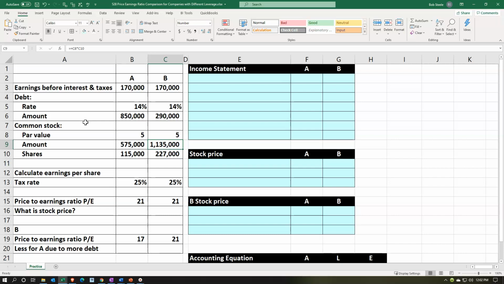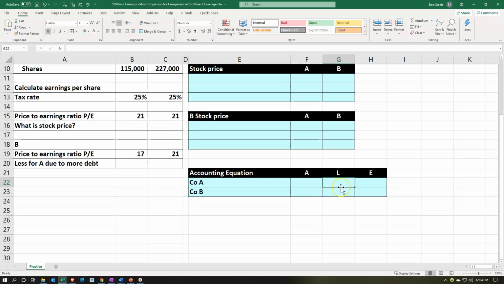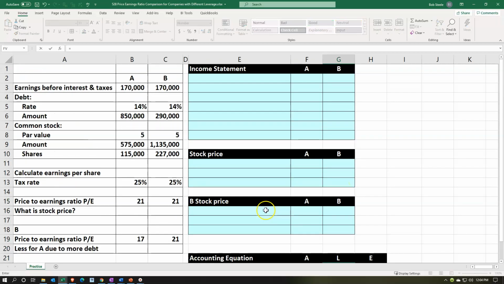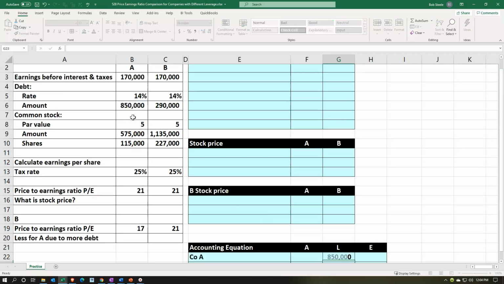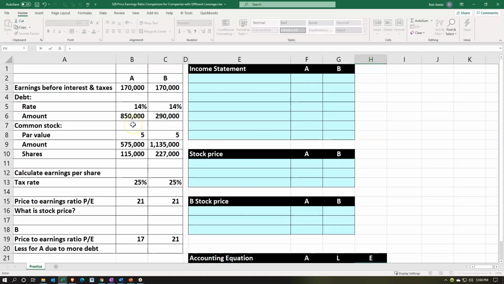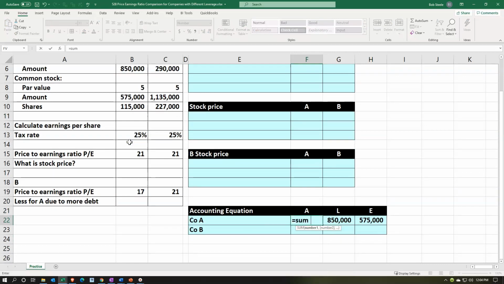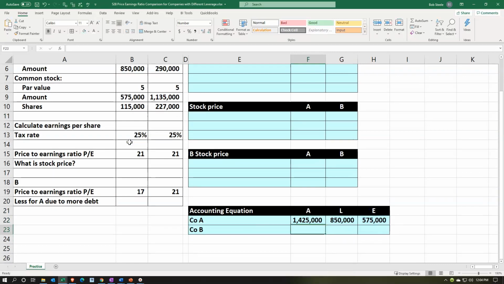To flush that out, or to see that a little bit more clearly, let's plug this into our accounting equation down below. Assets equal liabilities plus equity. We're going to look at A and B. For A, we're going to pick up the liabilities, or the debt, which is going to be equal to this 850,000. And then the equity for A is going to be the 575, and that'll give us the total assets, right? Assets are going to be equal to the sum of the liabilities and the equity.